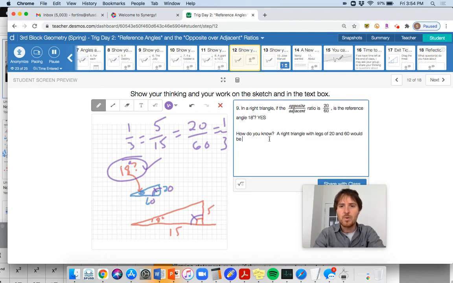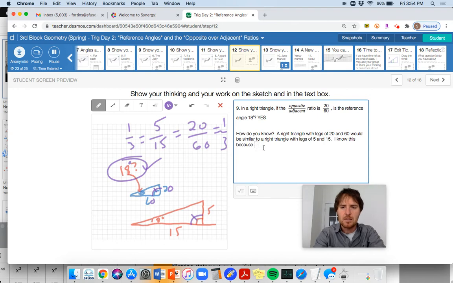A right triangle with legs 20 and 60 would be in proportion with a right triangle, or it would be similar to a right triangle with legs of 5 and 15. I know this because 20 over 60 equals 5 over 15.